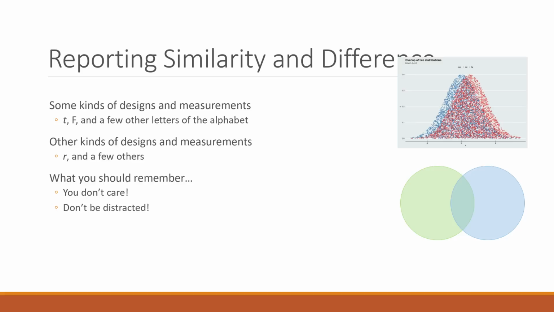So, reporting similarity and difference. Some kinds of designs and measures report this with these other letters like T and F and a few other letters of the alphabet. Those reflect certain kinds of research. ANOVAs report as an F value. T-tests, remarkably, report as a T value. Other kinds of designs and measurements report them as lowercase r. That's a symbol that's typically used to refer to the correlation between things. R squared refers to the variance, and a few others. Here's what you need to know about that. This is the one thing you have to remember about that.